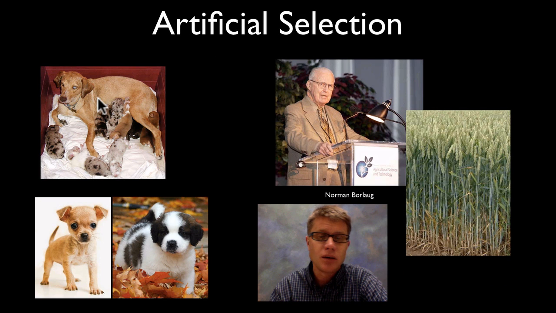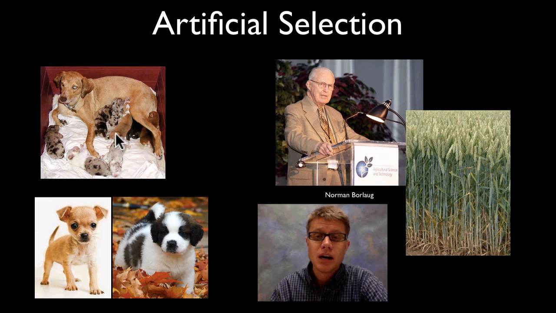So let's say this is the mom dog and she has a bunch of puppies. Well, basically what we can do is we can choose which puppies we want to pass their genes on to the next generation. And so that's how we created a Chihuahua and a Saint Bernard, by just choosing the traits that we want in the dogs, breeding those to create the next generation and the next generation, the next generation. It's not that we're like killing dogs that we don't like. Basically, we're choosing the ones that we do like and we're allowing those to breed and pass their genes on to the next generation. Humans have been doing this from the beginning of time.